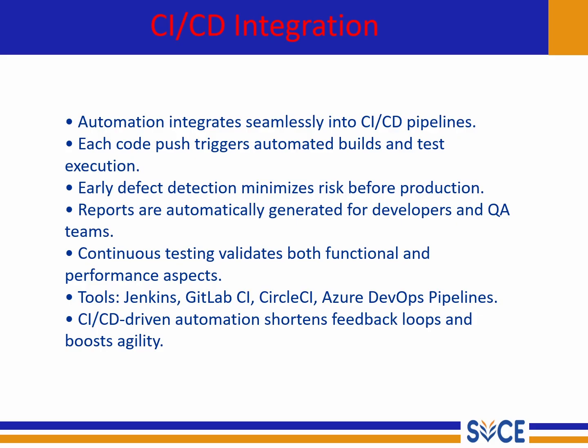Test reports are automatically generated and shared with both the developers and quality assurance teams for quick analysis. Continuous testing ensures that both the functional and performance aspects of the applications are validated regularly. CI/CD automation is commonly implemented using tools like Jenkins, GitLab CI, CircleCI, and Azure DevOps pipelines. This approach shortens the feedback loop and improves agility by enabling faster and reliable software delivery.